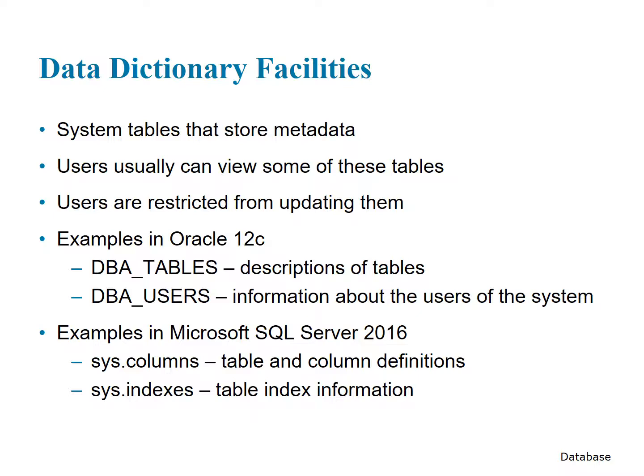Example in Oracle 12c: DBA_TABLES, description of tables; DBA_USERS, information about the users of the system. Example in Microsoft SQL Server 2016: sys.columns, table and column definitions; sys.indexes, table index information. All of these tables and views are used internally by the database management system, but you can also query them. For example, you could find the owner of a company's table. Here is an example, if Pine Valley Furniture's database was stored in an Oracle database management system: select owner, table_name from DBA_TABLES where table_name equals PRODUCT_T.